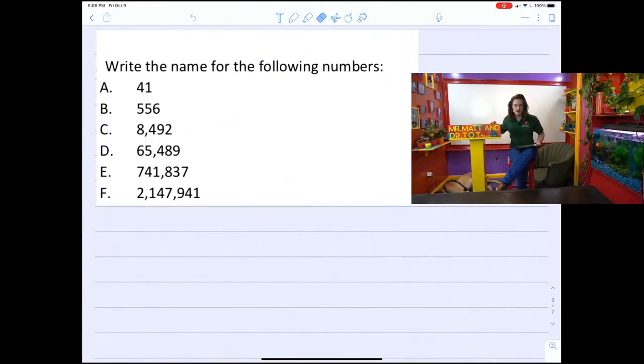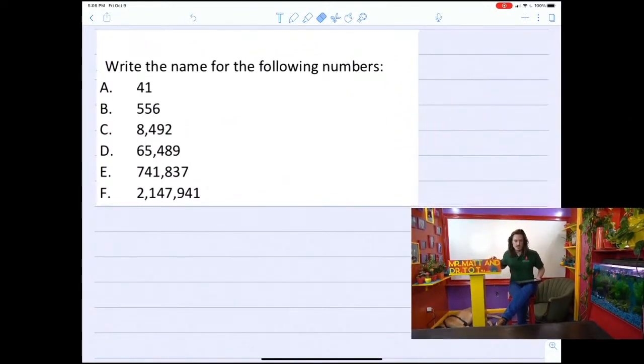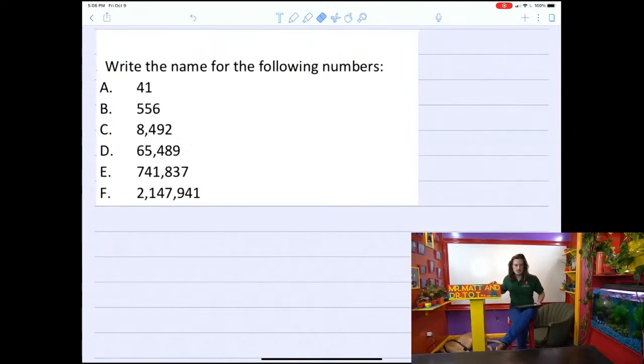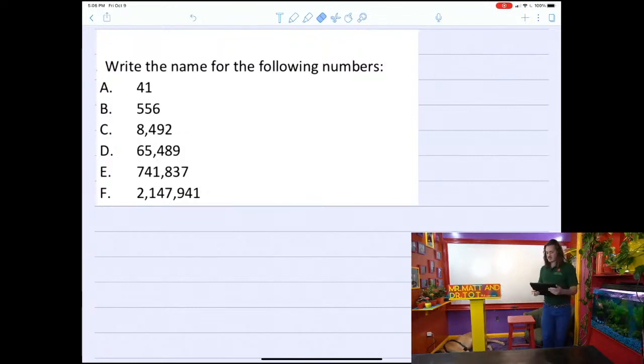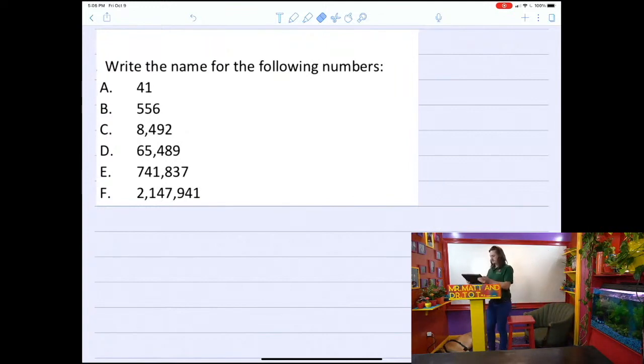And let me move my camera back into the corner. Okay, I'm going to give you 5 minutes. I'd like you to write the name for the following numbers, A through F. And I'll keep track of the time on the board, and I'll update it every minute.